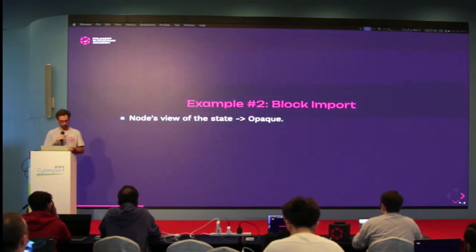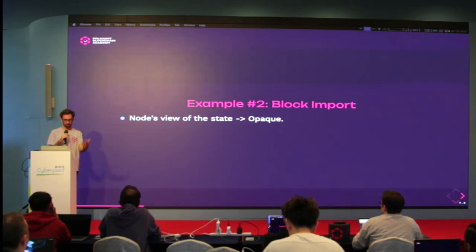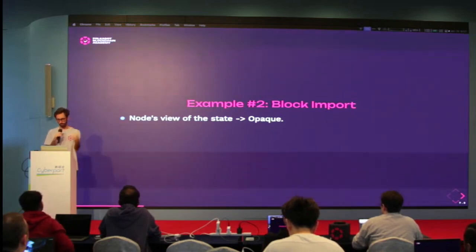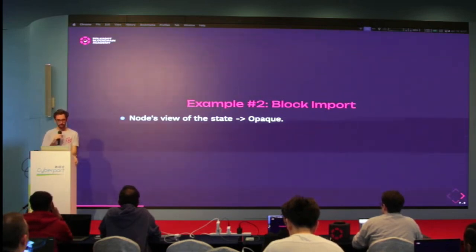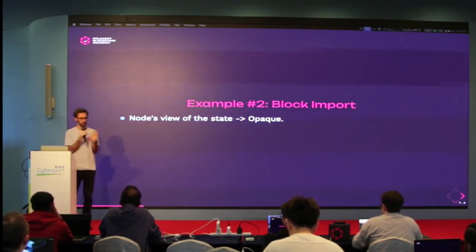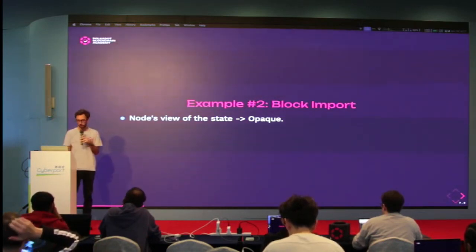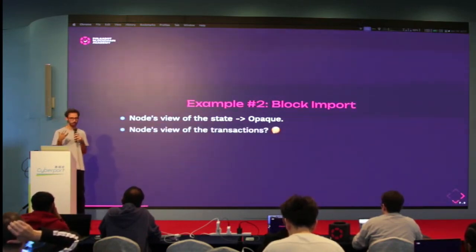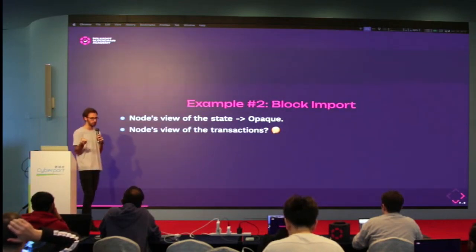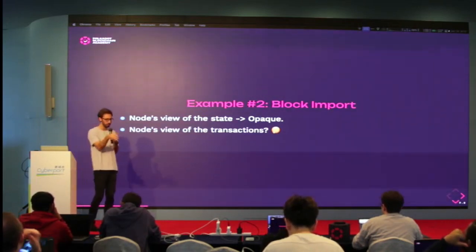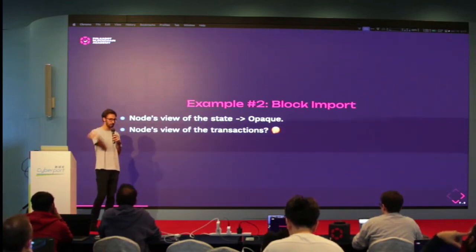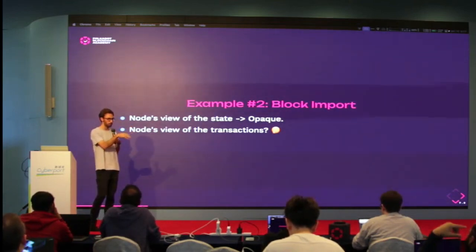Before going into the example itself, I want to give you a new fact. We already established that the node's view of the state is opaque, as in the node doesn't really know what this state is, it's just some key values. What do you think is the node's view on transactions? So if, for example, there's a block and there's a transfer in it, can the node itself interpret and know that this is a transfer?